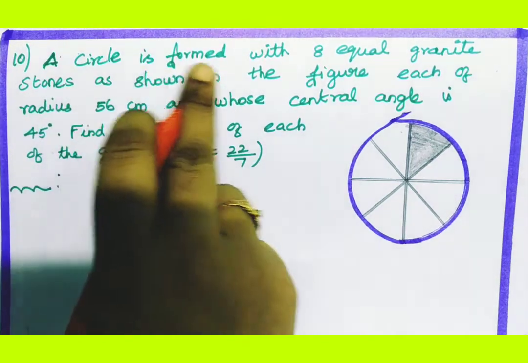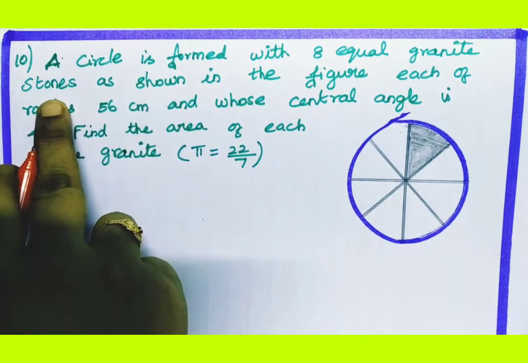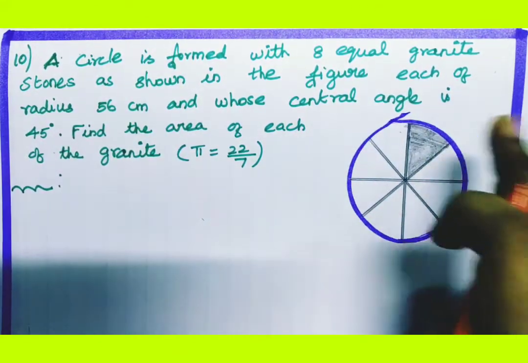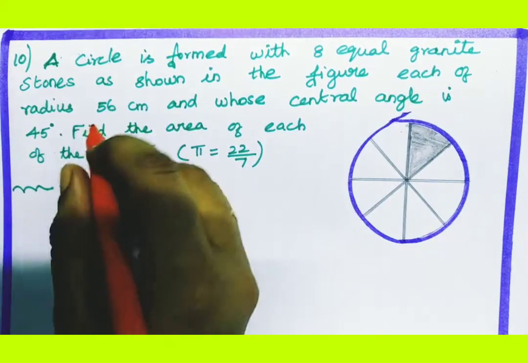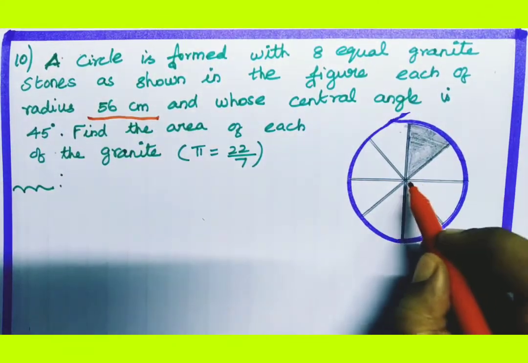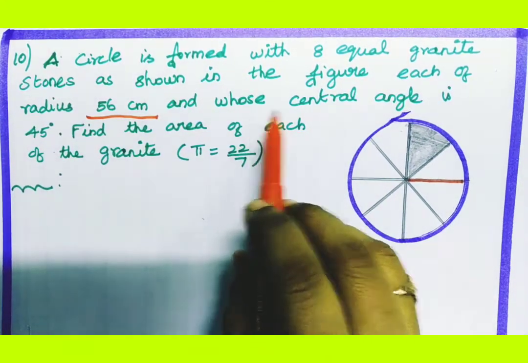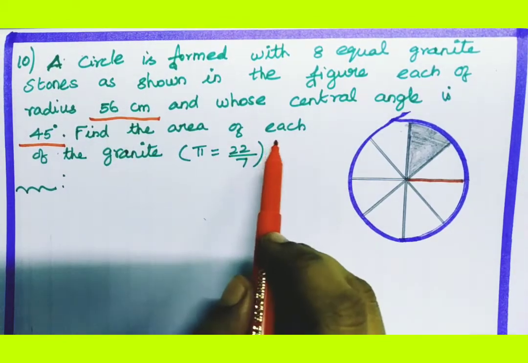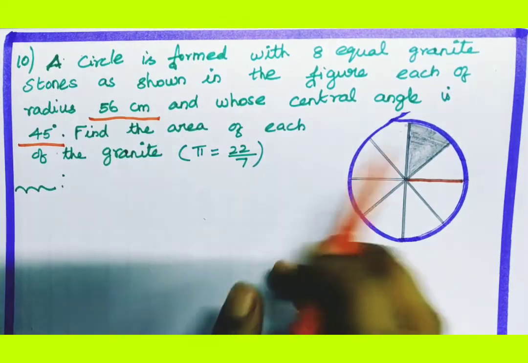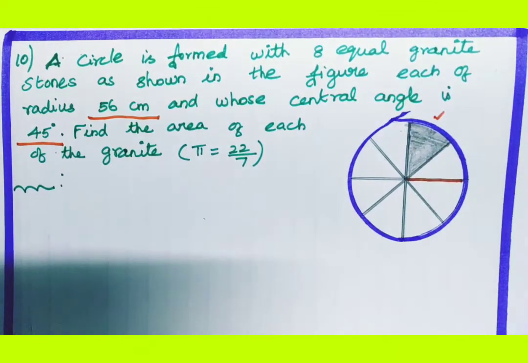Now the 10th question. A circle is formed with 8 equal granite stones. Okay, it's a circle, 8 equal granite stones there. Okay, and each of the radius is 56 centimeter. So every radius is 56 centimeter, okay, whose central angle is 45 degree. Find the area of each of the granite. Pi value is given. So each of the granite means any one part only we are going to find out. Okay, any one part.